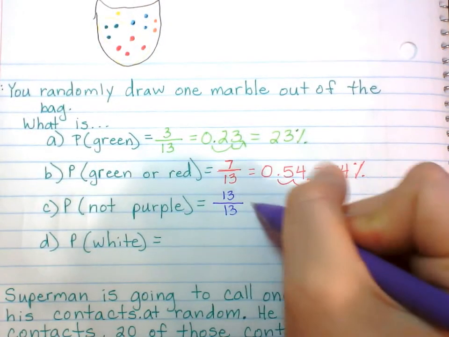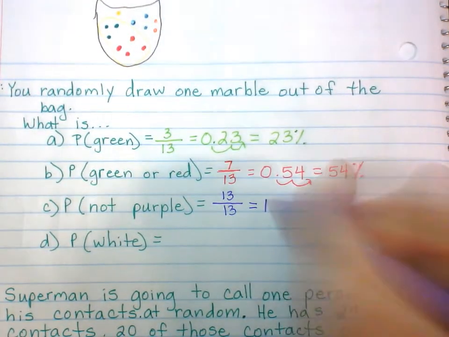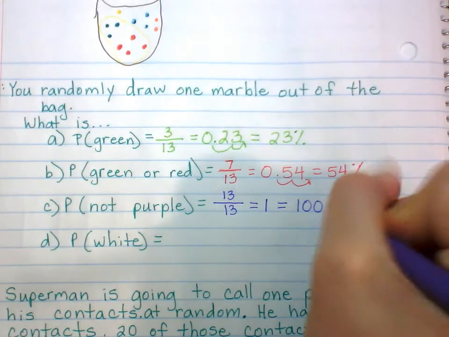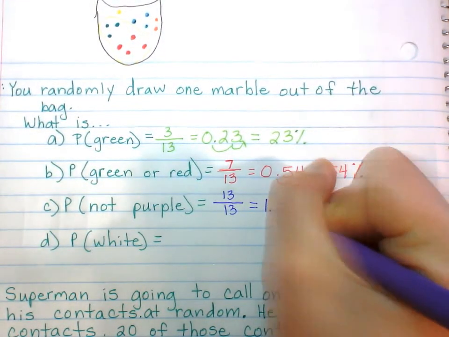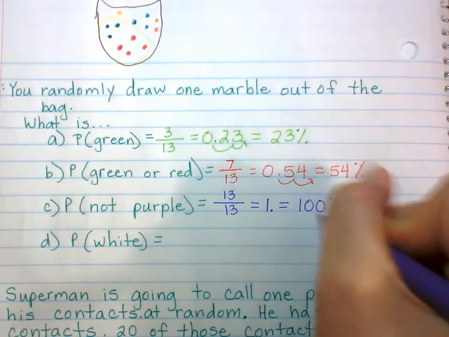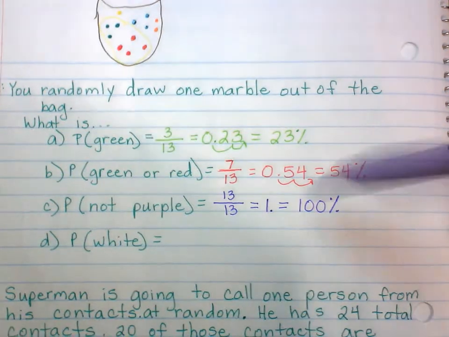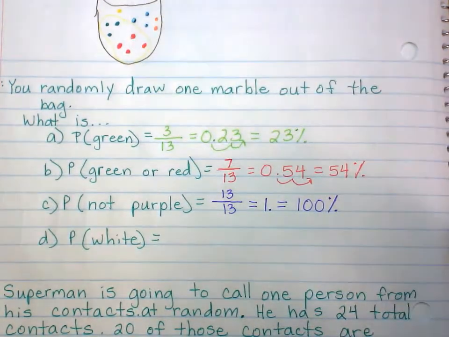13 divided by 13 is 1. 1 as a percent is 100% because the decimal is right after it. So you just move it 2 times over and put the percent sign at the end. So there's a 100% chance that we're going to draw a marble and it won't be purple.